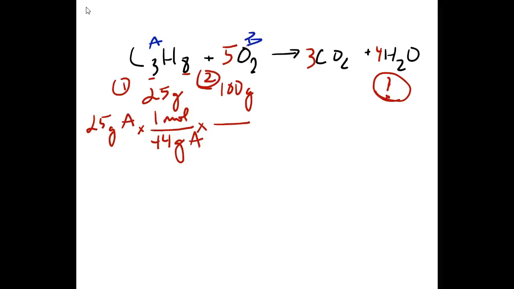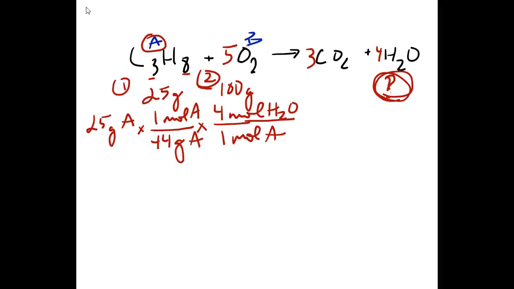Now, this is the critical part. In this step, I've got to do the mole-to-mole ratio between component A, reactant A, that I'm talking about, and my product of interest, which in this case is water. So the mole-to-mole ratio is given to me by the coefficients. And there's no coefficient in front of the propane. That means for every 1 mole of propane, I can make 4 moles of water. Okay, that's my mole-to-mole ratio.